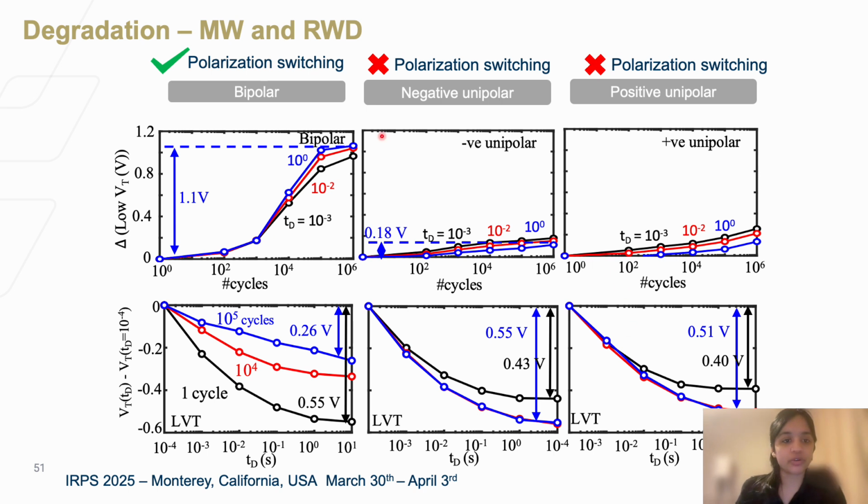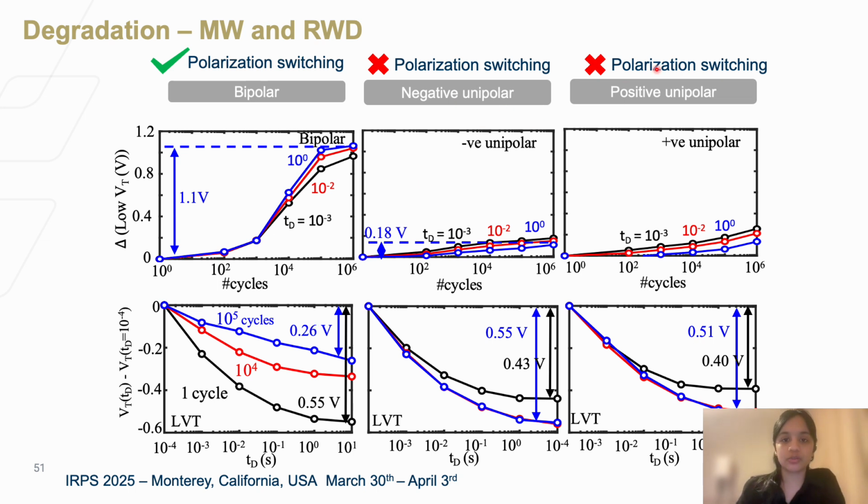So if we put all of them together, we see that in the bipolar stress case, we have polarization switching, and that leads to increase in the low VT state, that is significant VT shift upon bipolar stress cycling. And this also leads to a reduction in the recovery of the VT after we cycle the device. Initially, we have large recovery, but after cycling, the recovery significantly reduces.